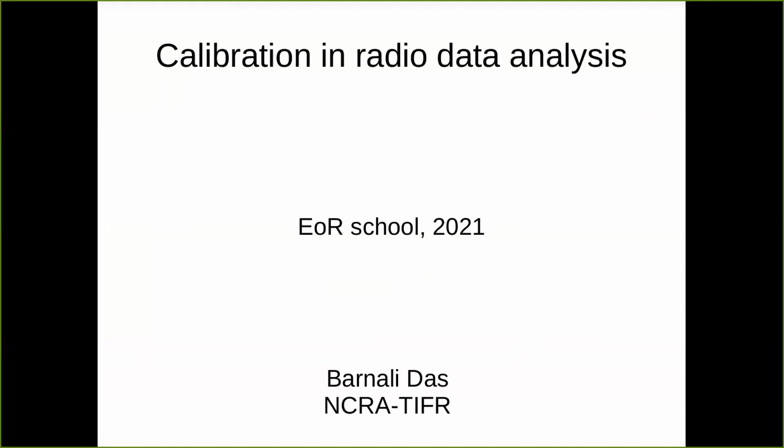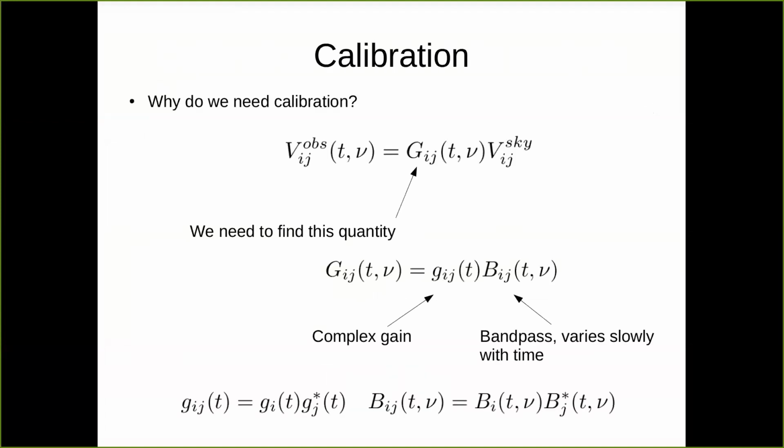Okay, so this tutorial will be about calibration and radio data analysis, and you have already learned many of the things, so I'll go quickly over it. Arnab has already mentioned this. This is the observed visibility, which Prasoon introduced in today's class. We want to do calibration because what your telescope records and the real visibility are related by an equation like this, so you want to find this term to recover the real visibility.